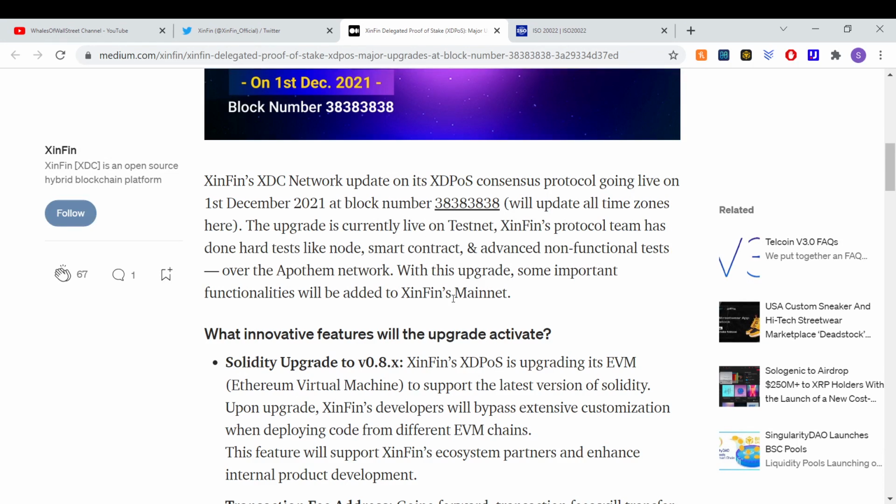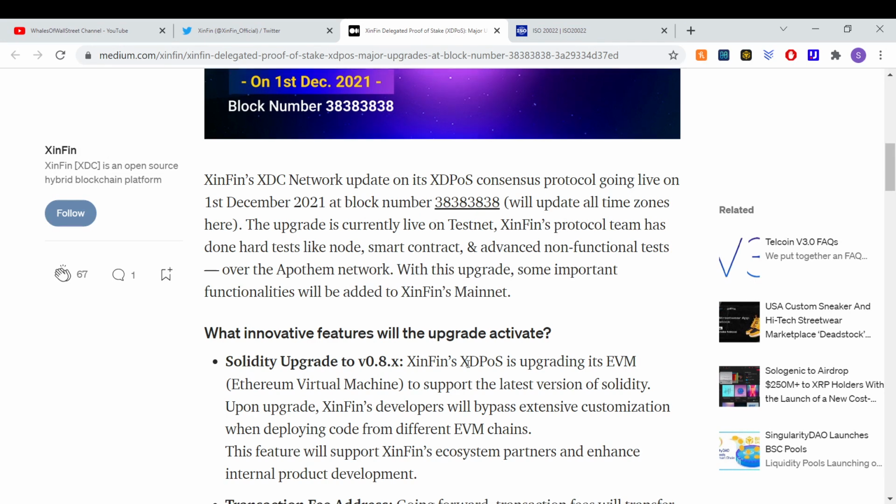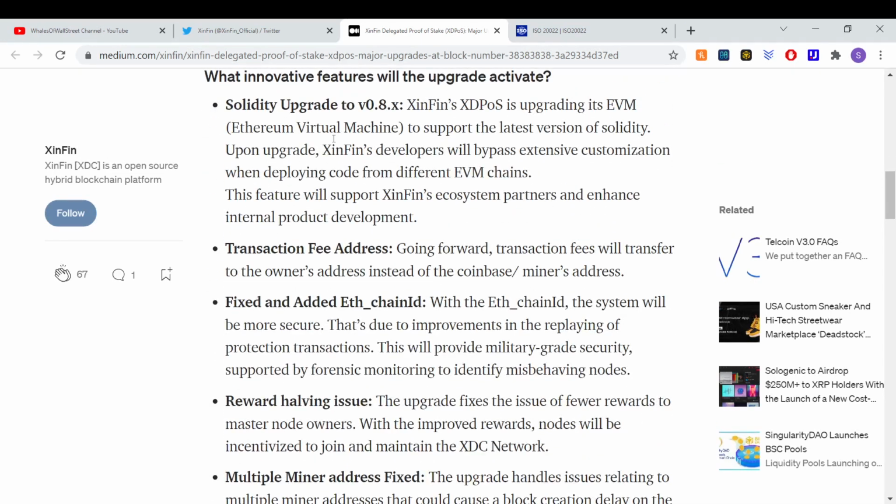So around the whole aspects of smart contracts, of course, and multiple other areas within this to be added to the mainnet eventually. Now, a couple of things to point out here, in particular of my interest, is this aspect. So military grade security supported by forensic monitoring to identify misbehaving nodes.